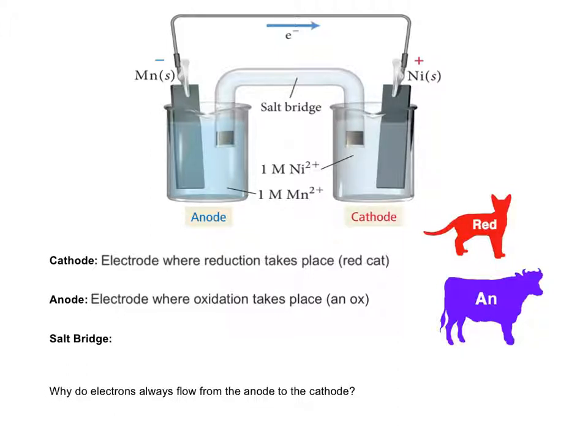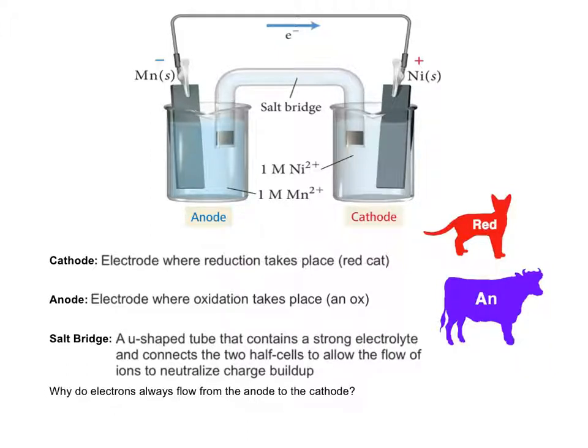And then the salt bridge is the last thing that's labeled here on our diagram, and the salt bridge just allows charge to remain neutral in our two half cells, or else the reactions aren't going to happen if we get a buildup of positive charge in one and negative charge in the other. And the reason that would happen is because we're moving electrons from the anode to the cathode, and so when that happens, we're going to get a buildup of negative charge at the cathode and a buildup of positive charge at the anode. The salt bridge just has ions in it, positive and negative ions.